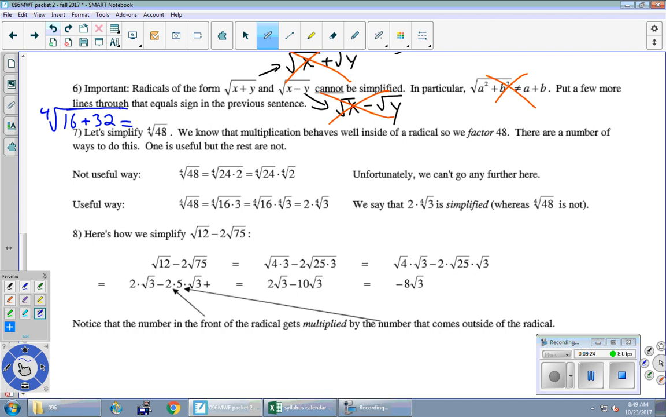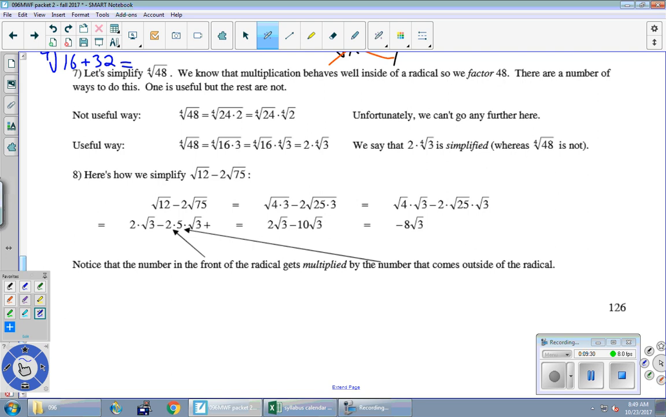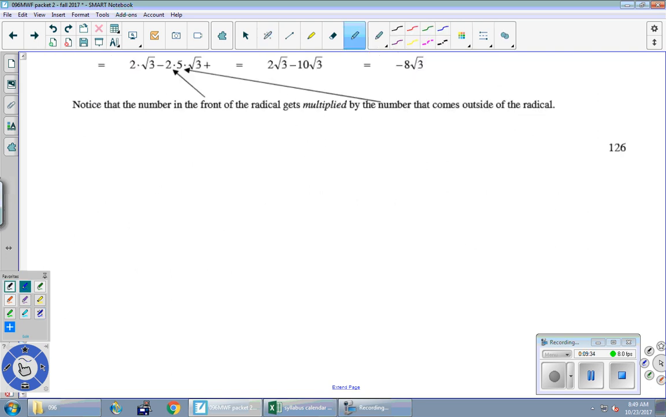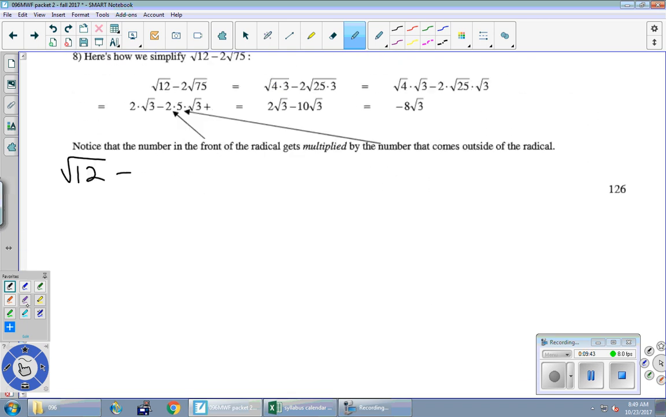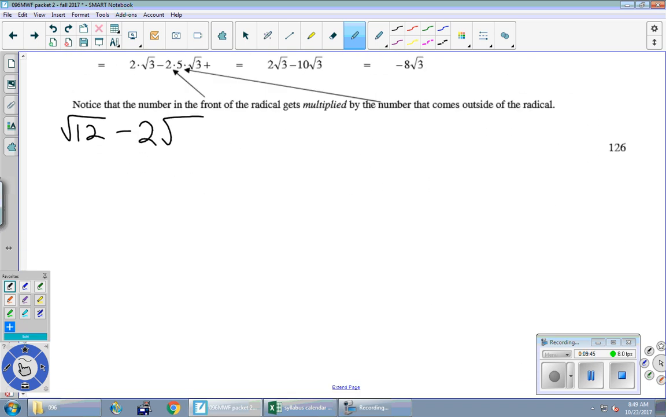Okay, let's try the same game here on number 8. Square root of 12 minus 2 times the square root of 75. This one's written out right up above, but let's do the work right down here. So don't worry about the solution that's up there, but if you could copy here, square root of 12 minus, what was it? Minus 2 radical 75. I think we've got room right here at the bottom of this page to do it.